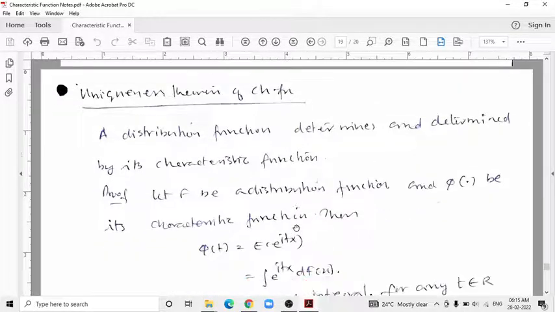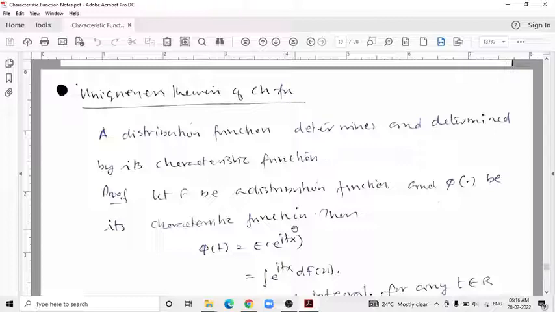Next is a property of characteristic function, that is the uniqueness theorem of characteristic function. This result is very much familiar to us. It's very much identical to the uniqueness theorem of the moment generating function. And practically we apply this result to find the density function based upon the characteristic function or moment generating function. That is, by structural resemblance we can determine the density function when the characteristic function is familiar to us or known to us. So that is known as the uniqueness theorem of characteristic function.